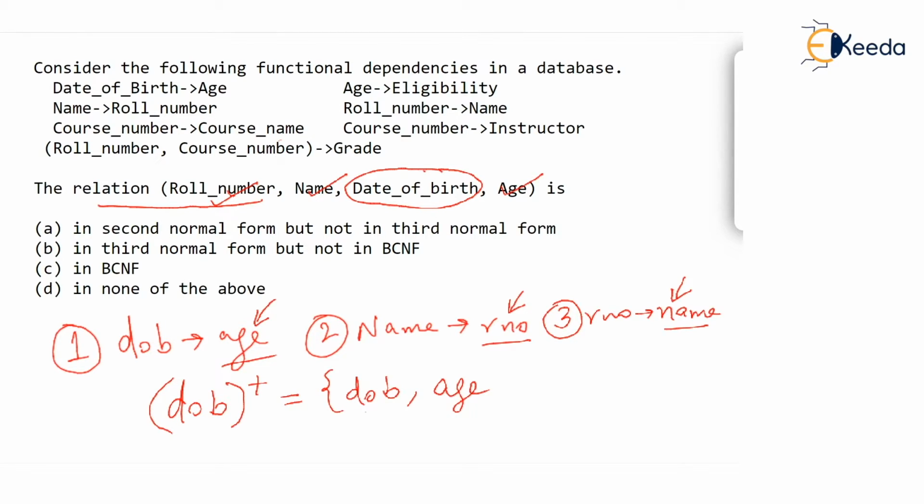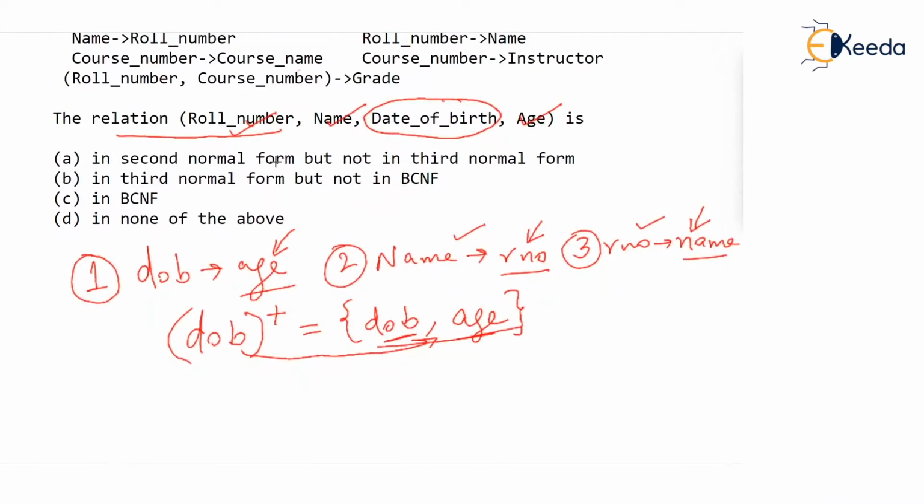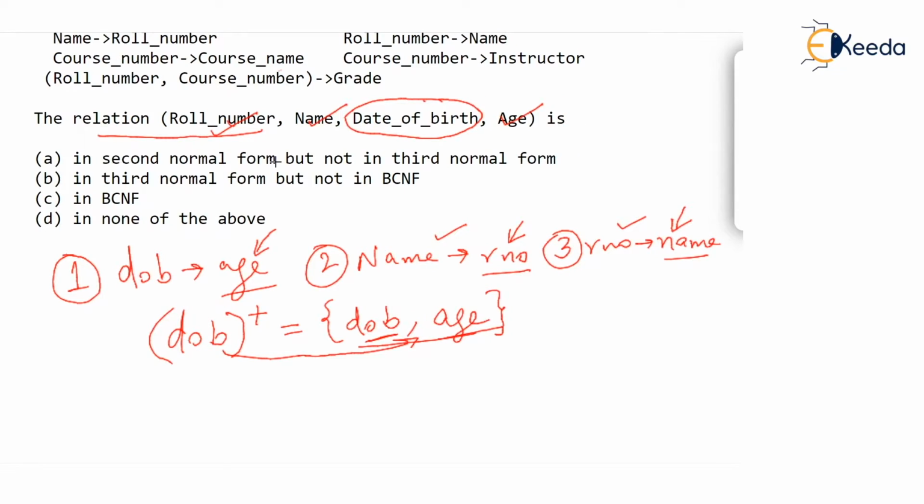And now this date of birth and age cannot bring any other attribute due to the other dependencies. Name determines roll number and roll number determines name. So date of birth alone does not have the ability to determine all the attributes. So definitely date of birth alone is not the candidate key. We should add something to date of birth.